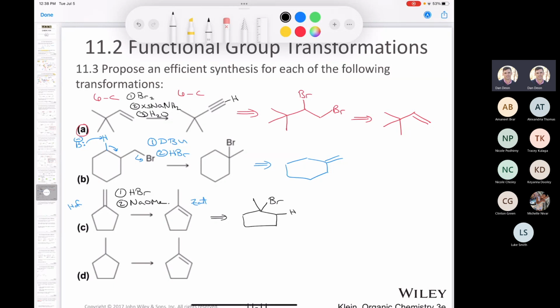And then the last one is in the same vein. We know that we can make this from this tertiary bromide. So how are we going to make that? Well, we're going to take this compound and we're just going to treat it with bromine and light, like that. And then in the second step, we're going to treat it with sodium methoxide again. And that's going to give us the desired product.